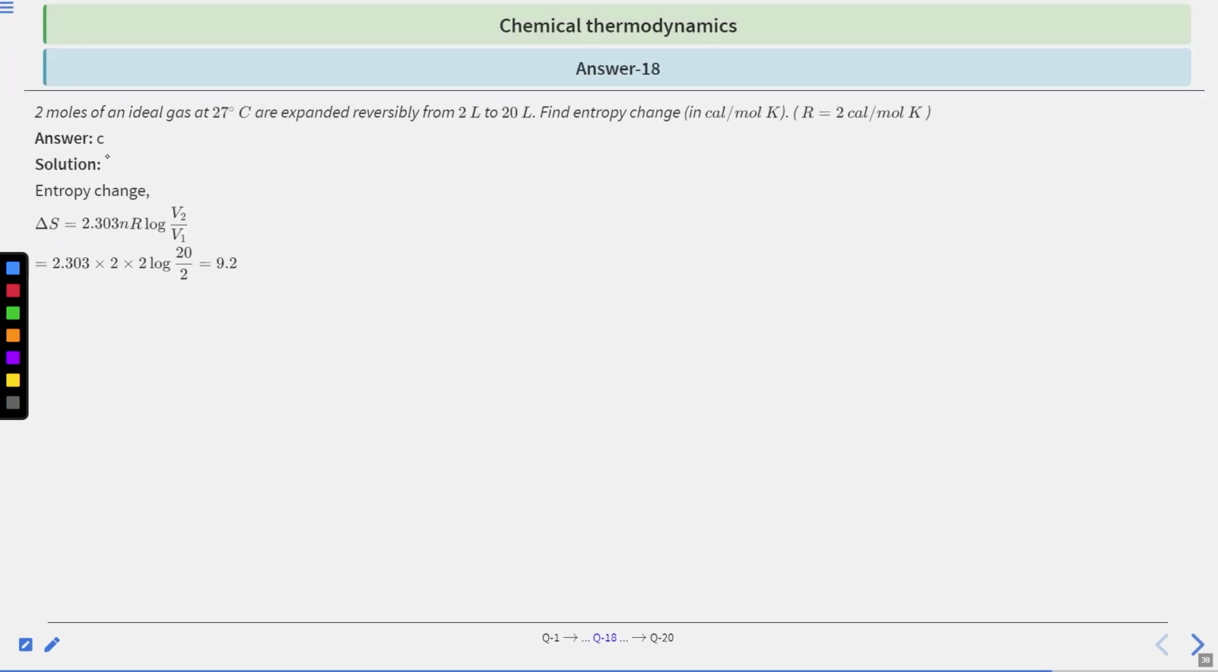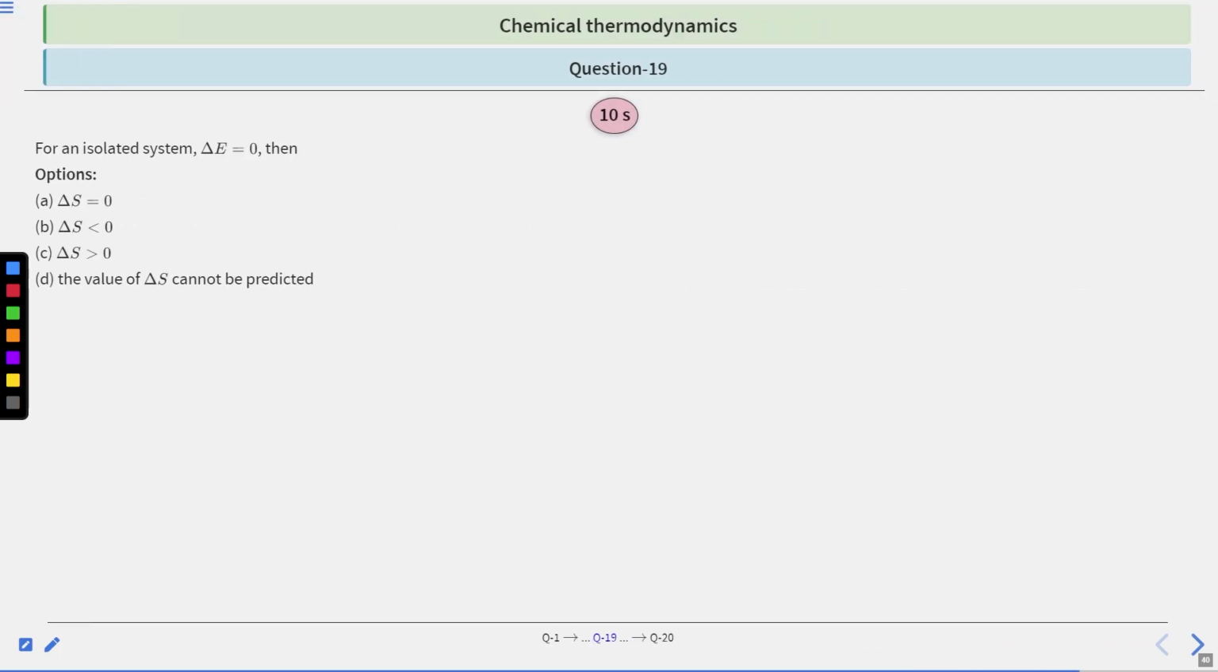Okay, so the correct answer is option C. Entropy change is given by del S equals 2.303 nR log V2 by V1. On putting the values, we have del S equals 9.2. Hence, option C is the correct answer. Moving on to question number 19.